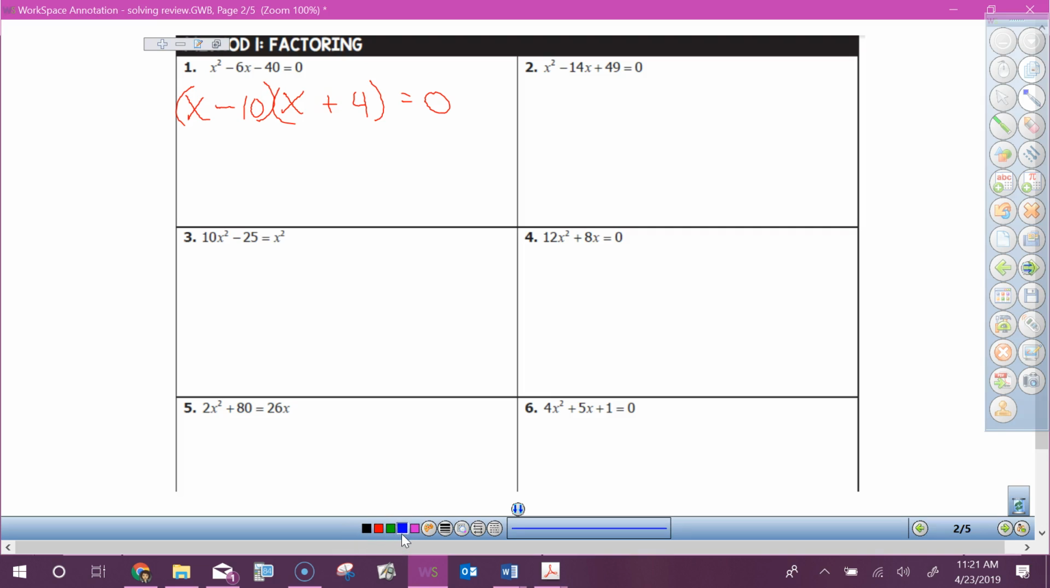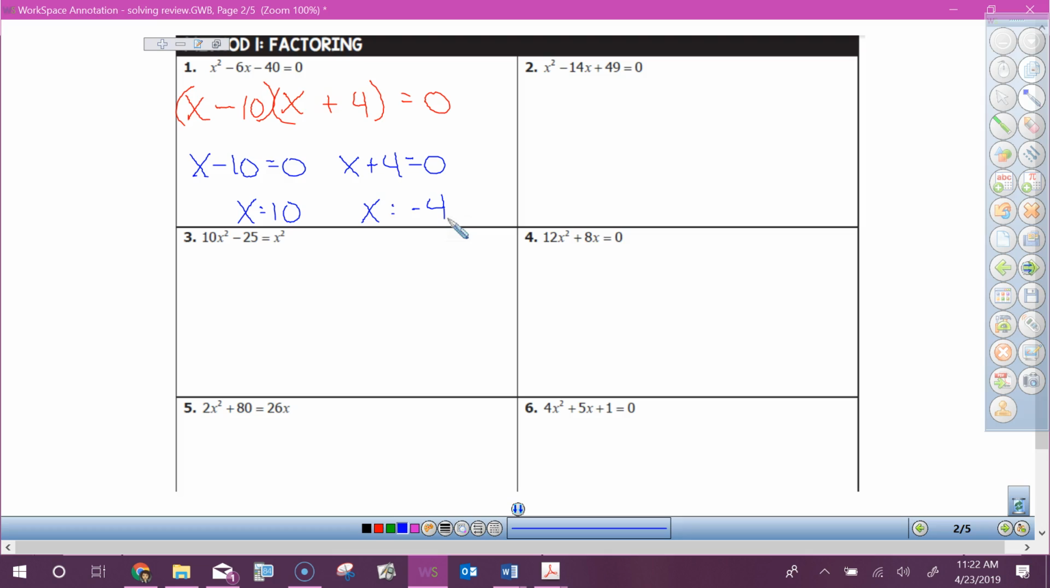So when we get to this step, now what do we have to do? We have to make 2 equations, right? There you go. Good. x minus 10 equals 0, x plus 4 equals 0. And then we can solve those. x equals 10, x equals negative 4. Alright, so fun.